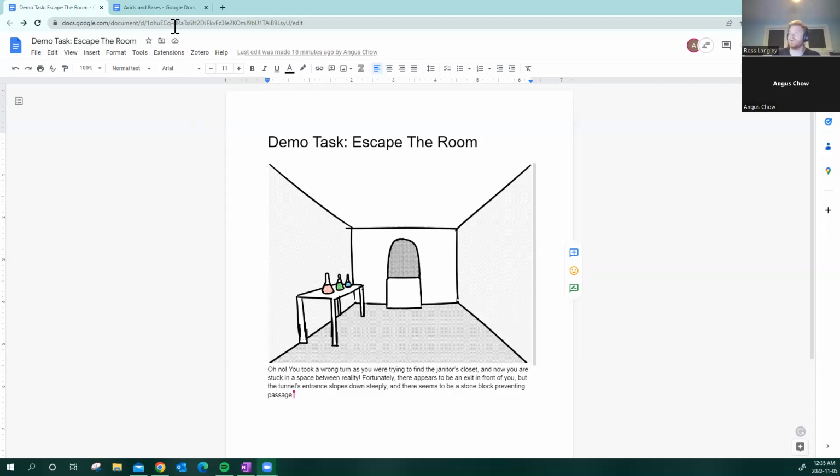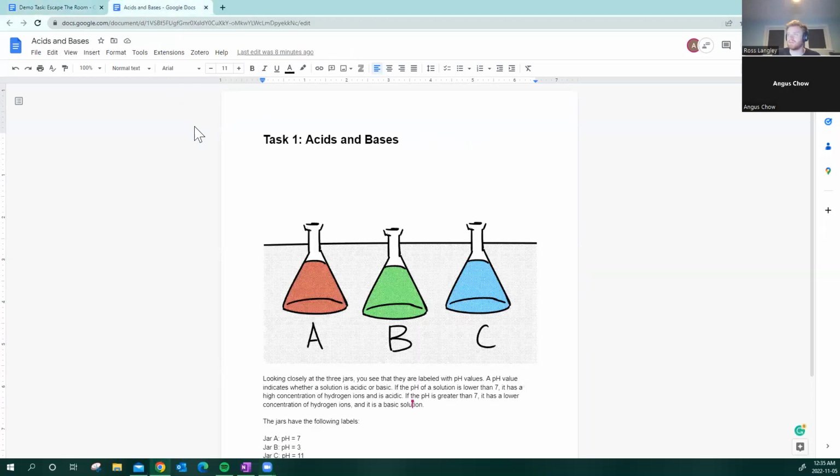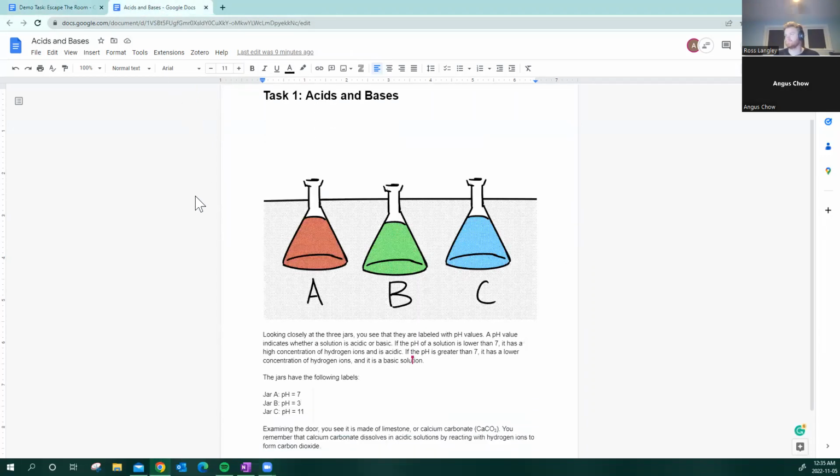You look at the table and you see the following image. So looking closely at these 3 jars, you see that they're labeled with pH values. And what the pH value indicates is whether a solution is acidic or basic. If it has a low pH value, lower than 7, it is acidic. But if it's a higher pH value, higher than 7, it's a basic solution.